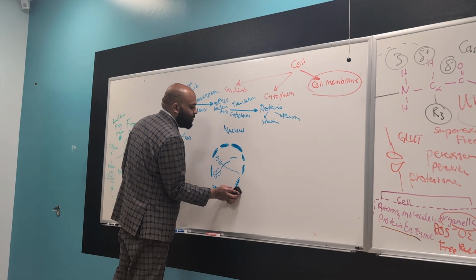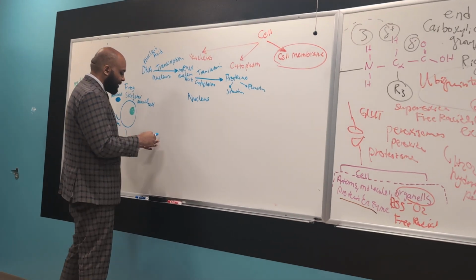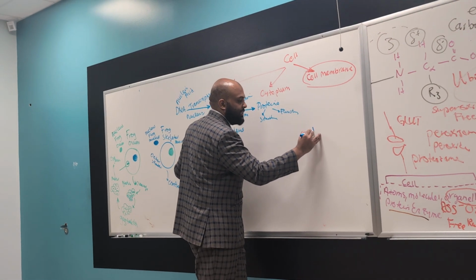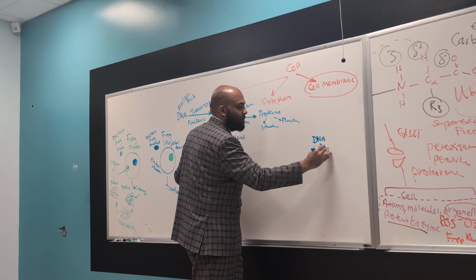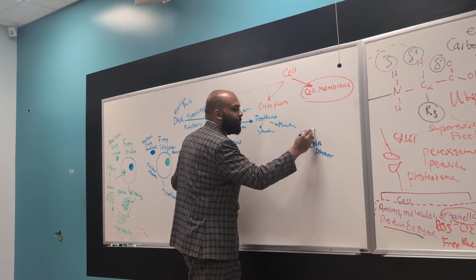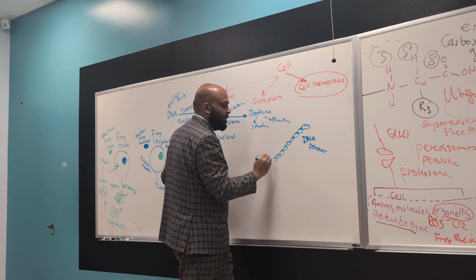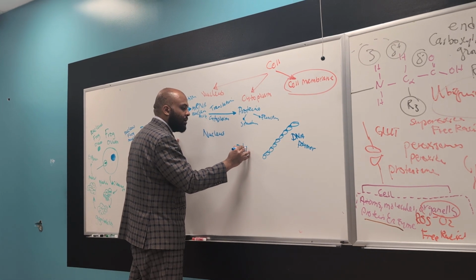So now we have to understand that if I make a polymer of DNA, that's a DNA polymer. If I make a polymer of DNA, then who did I use? I have to use a polymerase.